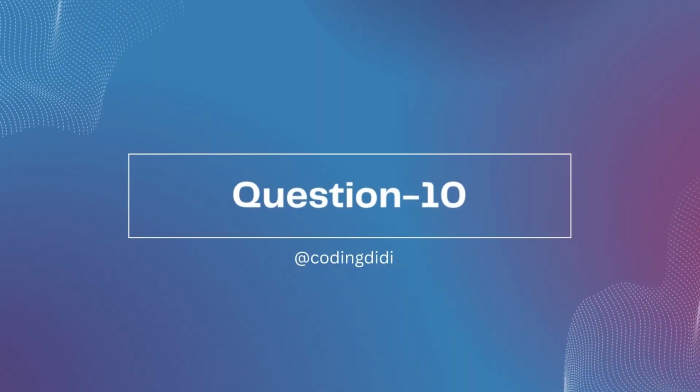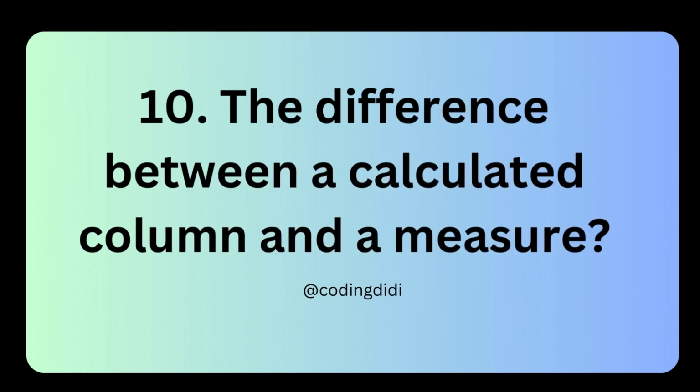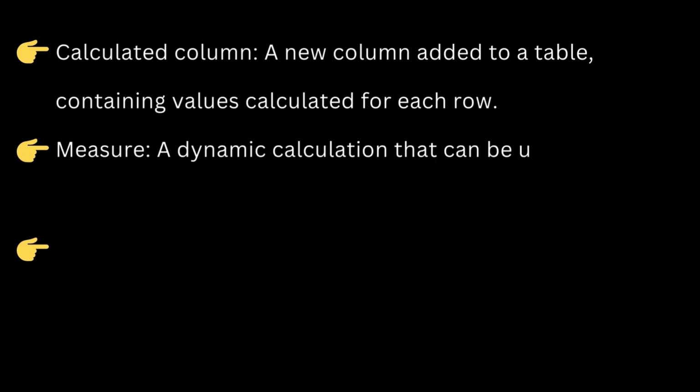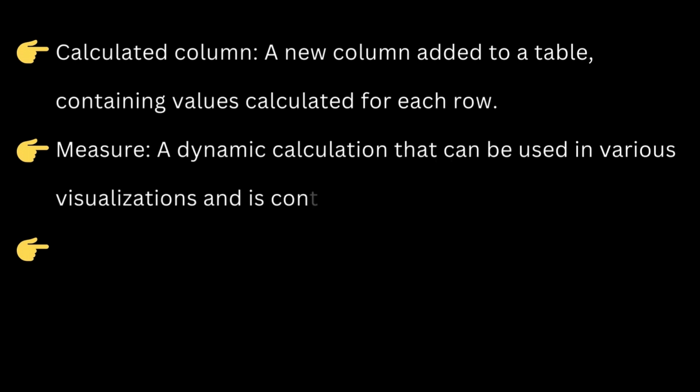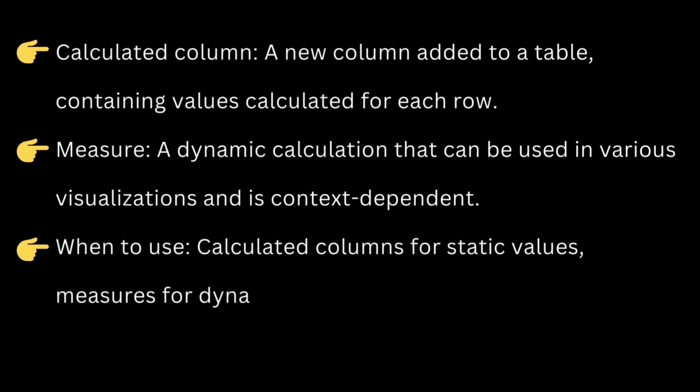The last question, question number 10, is the difference between a calculated column and a measure. In that case you have to mention both things. First, the calculated column is added to the table, and you mention that it contains values calculated for each row. But a measure is a dynamic calculation that can be used in various visualizations and is context dependent. And when to use it? If you have static values, if you want to add a static value, then you can go with the calculated column. Otherwise, for dynamic calculation, you can go for the measure.